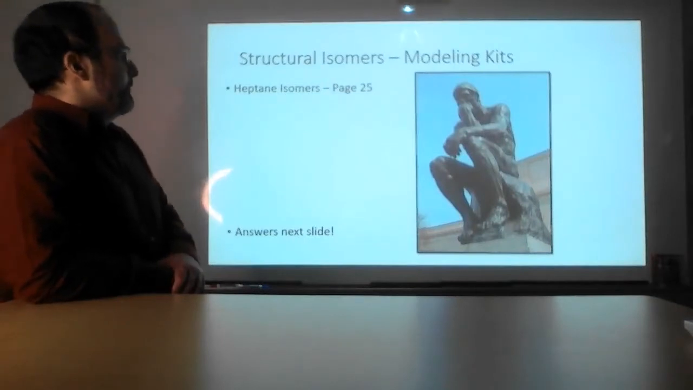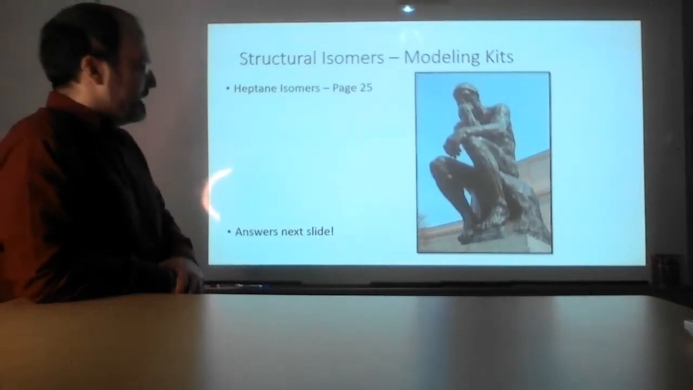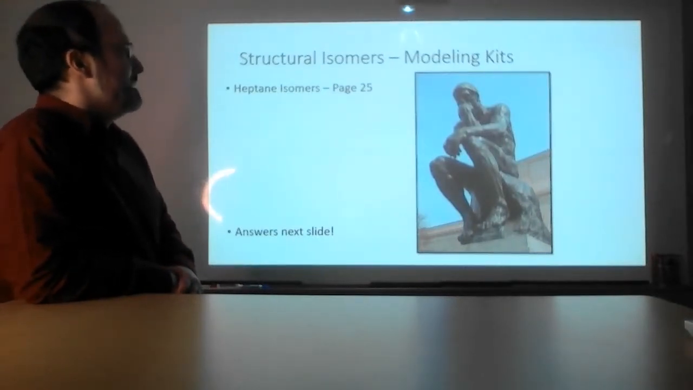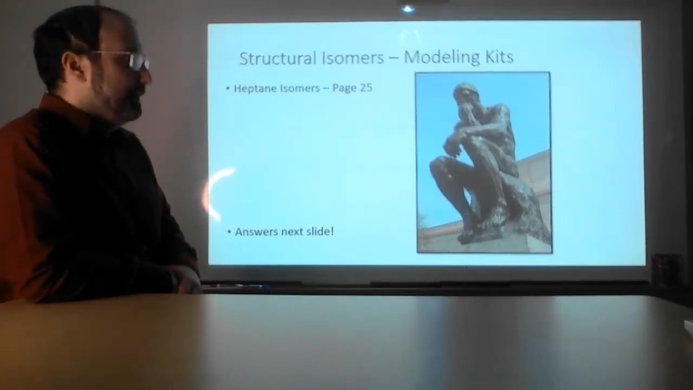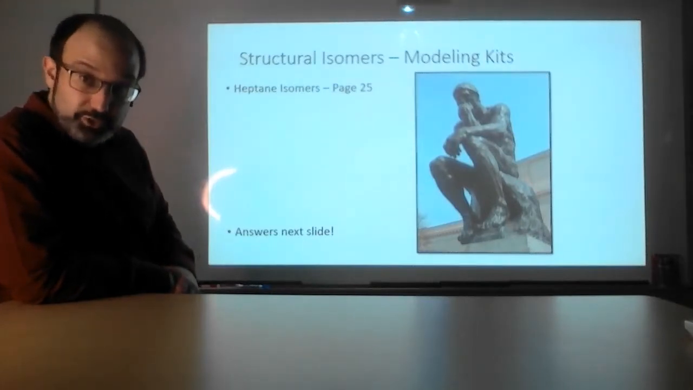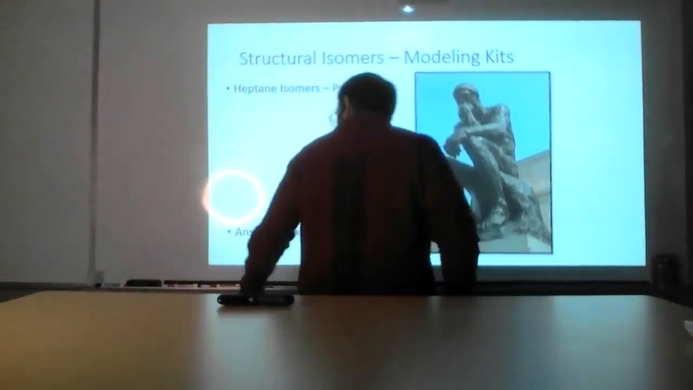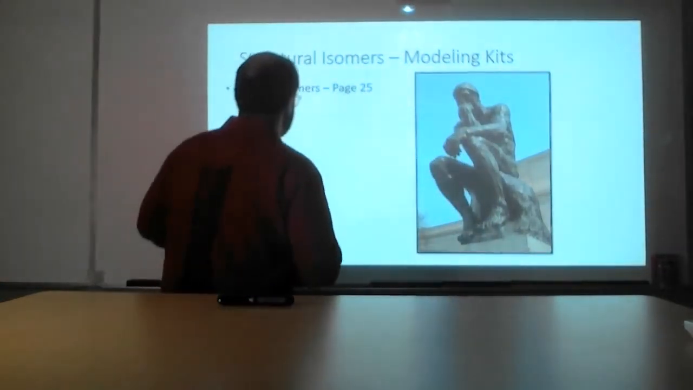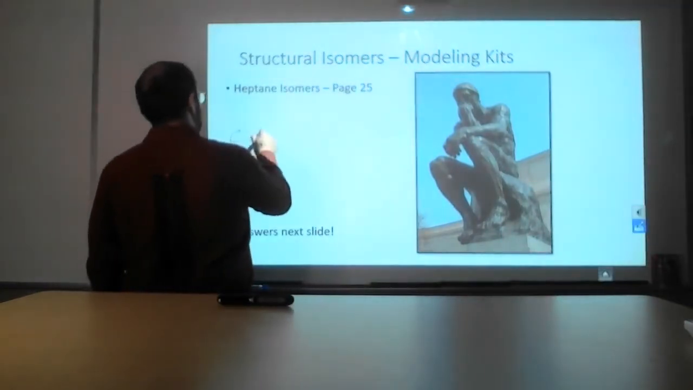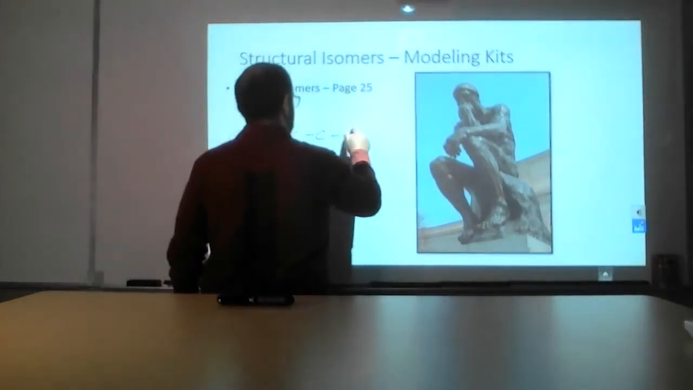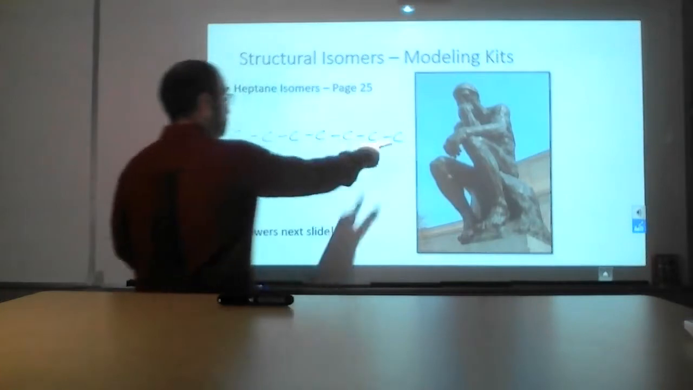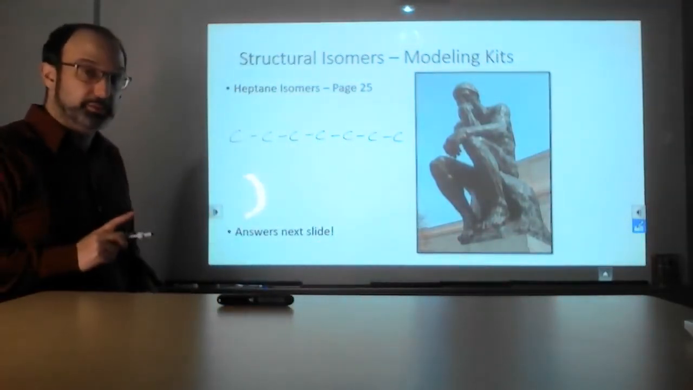Okay. Normally I would pull out the modeling kits and let you guys try this now. Let you guys make all the isomers of heptane. I still would encourage you to try drawing it. So, heptane, that's 7. So we get out, where's the marker? So 1, 2, 3, 4, 5, 6, 7. This is one of the possible isomers.